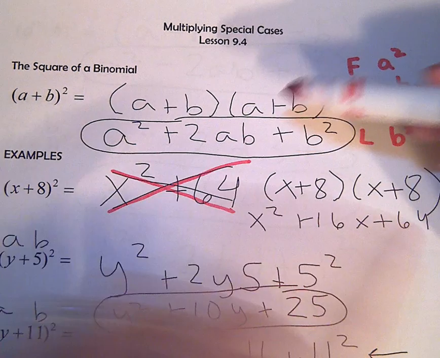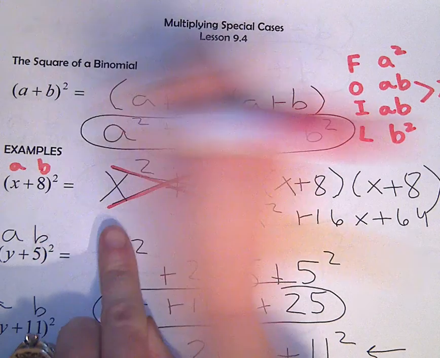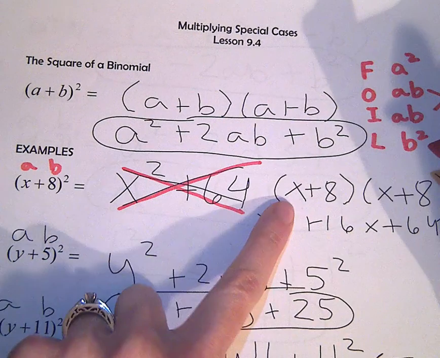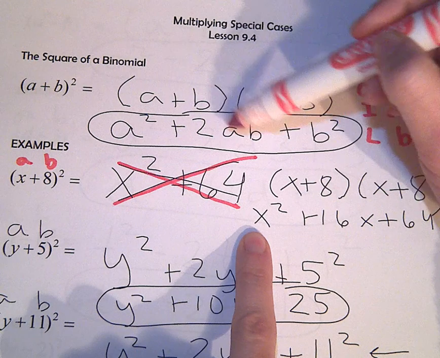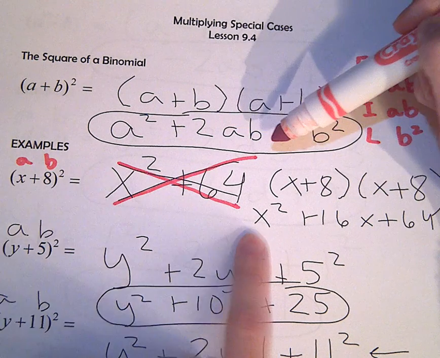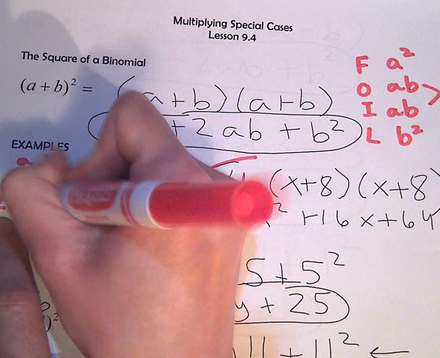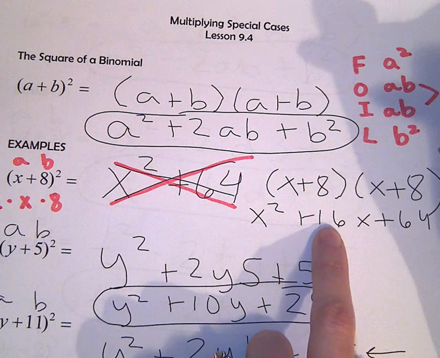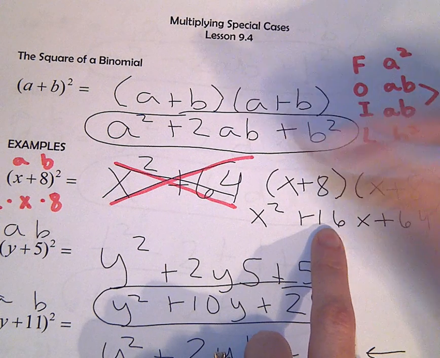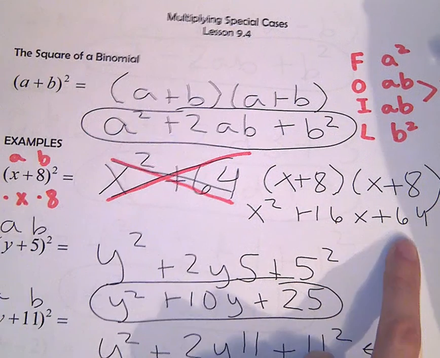So you would say, okay, this is my a, and this is my b. I square my a, which is x, so x squared. Then I multiply 2 times a and b, so that would be 2 times my a, which is x, times my b, which is 8. 2 times x times 8 is 16x. And then your last one is plus b squared. Well, my b is 8, so 8 squared is 64.